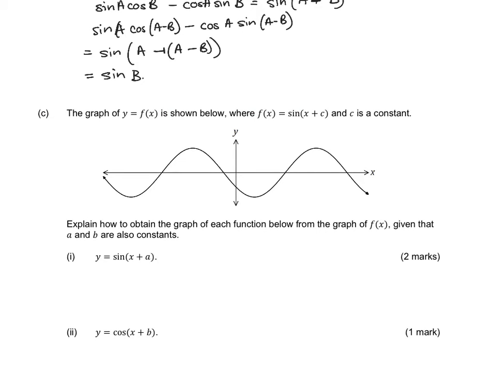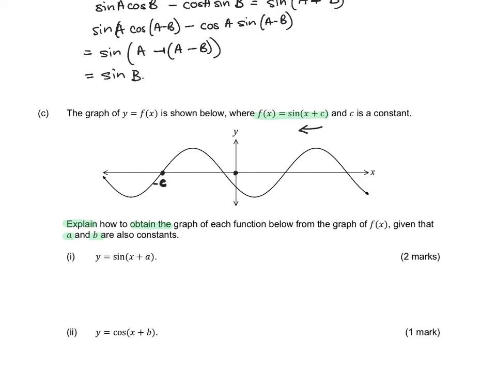Okay, we've got a graph and we're told that it is sine of x plus c, and c is a constant. What we have to do is explain how to obtain the graph of each function below from this graph, given that a and b are also constants. If we have a look here, x plus c means that we have shifted our sine function c this way. So instead of starting here, it's starting here. Okay? So this is c.